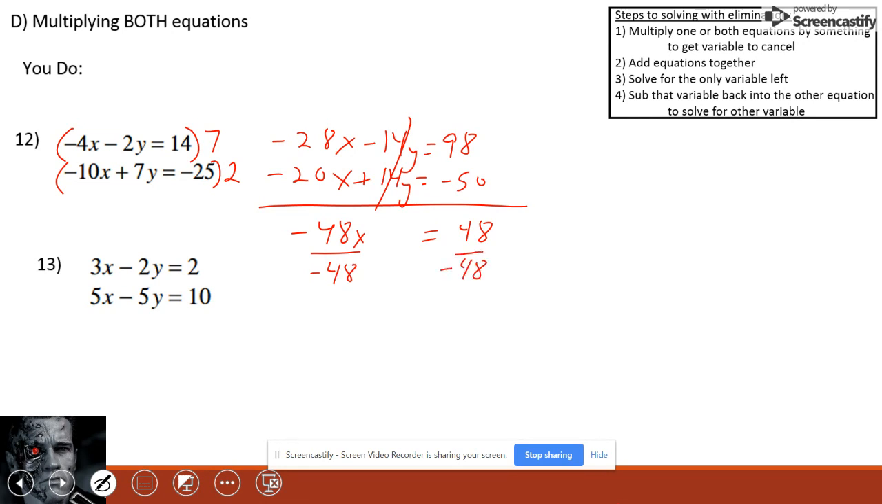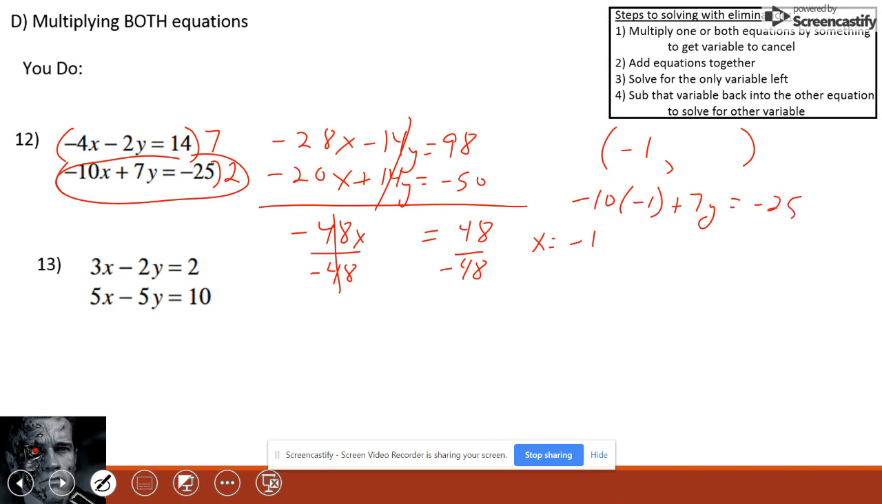So I'm dividing both sides by negative 48. x equals negative 1. That's half my answer. I write it. And then I need to substitute. I'll substitute in the second equation. Negative 10 times negative 1 plus 7y equals negative 25. 10 plus 7y equals negative 25. 7y equals negative 35. Divide by 7. Pause. You need to finish that. Make sure you have it on there. You do it yourself.